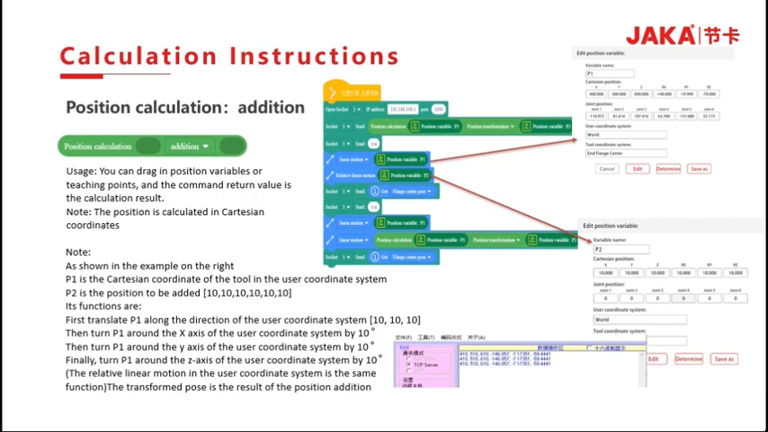Then rotate P1 around the positive direction of the y-axis in the user coordinate system by 10 degrees. Finally, rotate P1 around the z-axis in the user coordinate system by 10 degrees. The relative linear motion in the user coordinate system is the function, and the transformed pose is the result of the position addition.